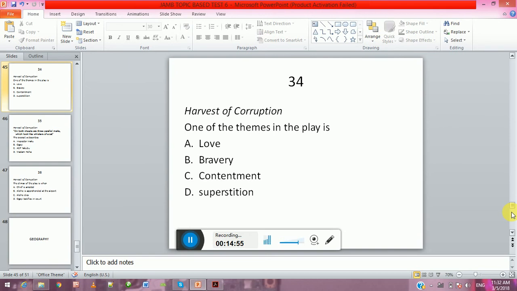Literature in English. Harvest of Corruption. One of the themes in the play is A. Love. B. Bravery. C. Contentment. D. Superstition.